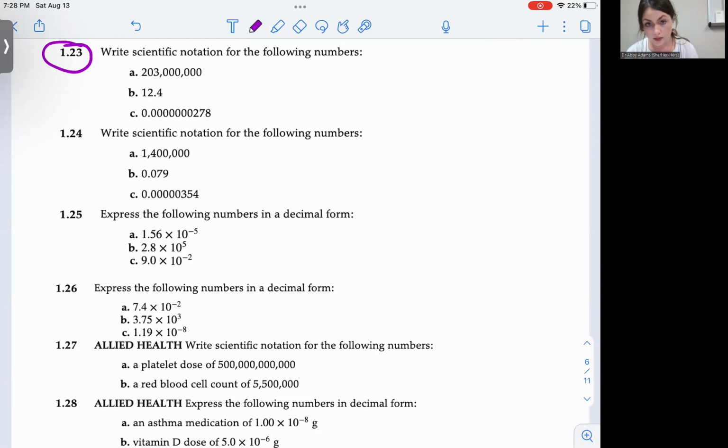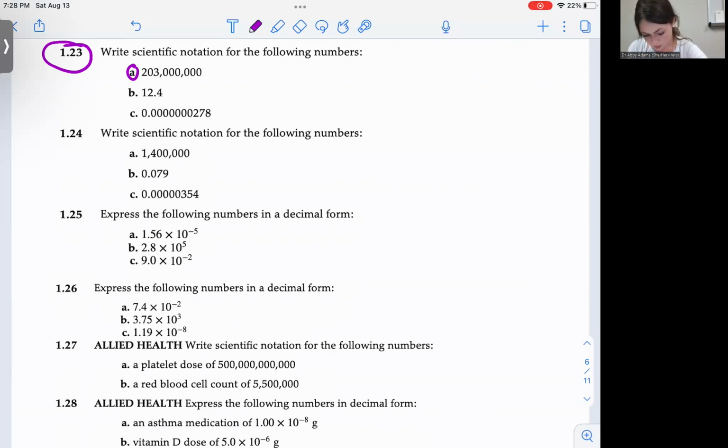1.23. Write scientific notation for the following numbers. Okay, on A, 203 million. 203 million. Okay, that's a really big number. So we're going to put that in scientific notation. And it's going to be more relevant when communicating with other scientists, other nurses and doctors, right? For whatever this number represents.